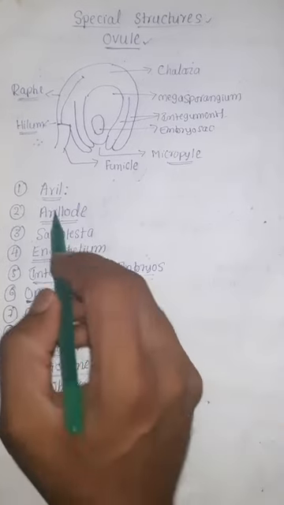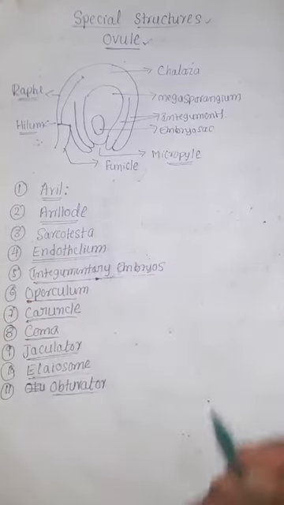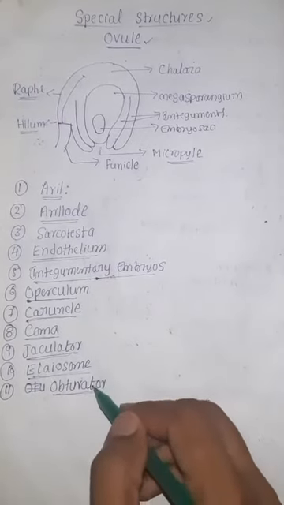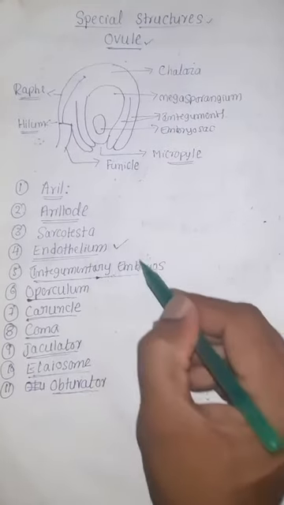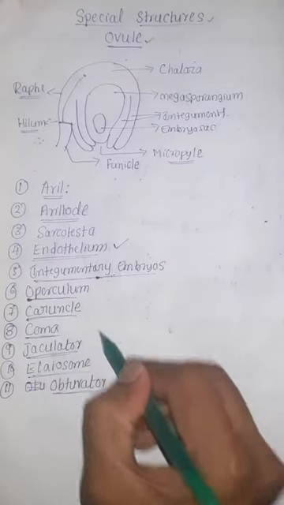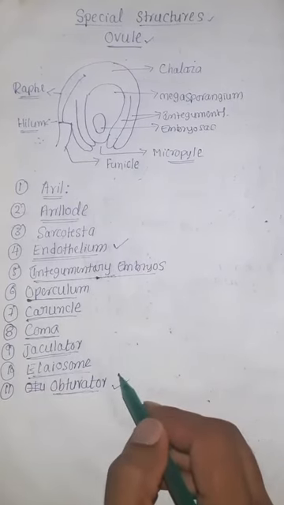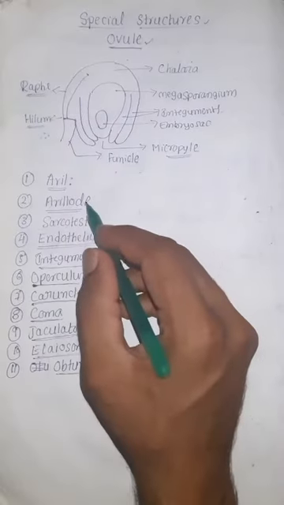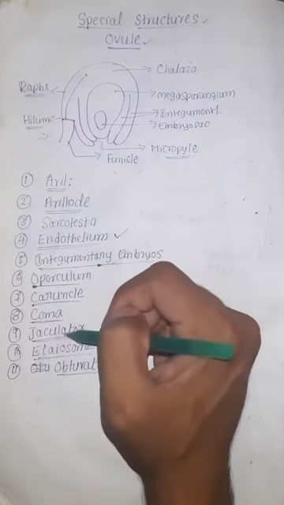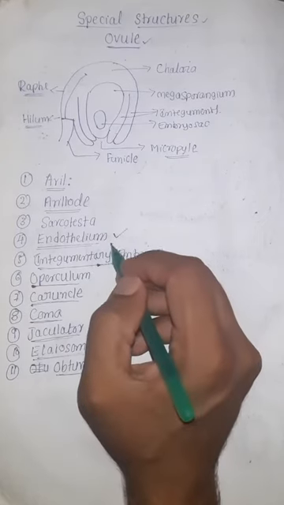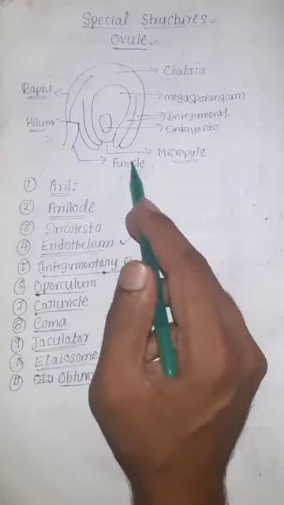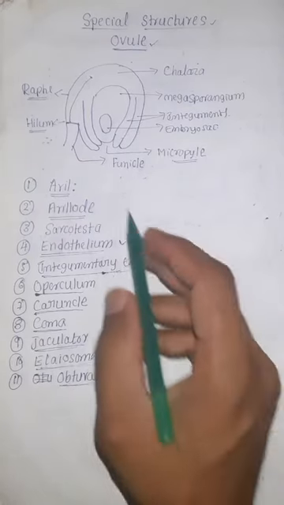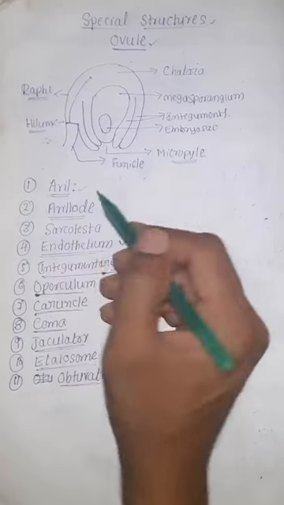First we will start with aril. And one more thing, of these 11 types, endothelium and obturator, these two are very important because these two are there in our syllabus. But at the same time, all the remaining things are also very important because they are also part of the ovule. That's why we have to understand them too. Now we will start with the first one, that is aril.